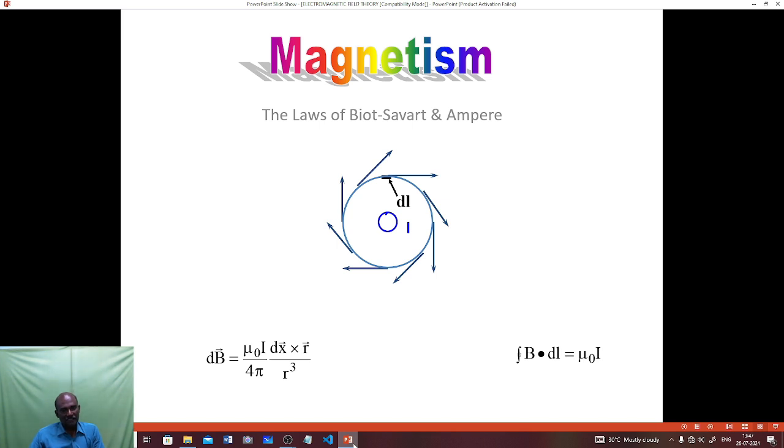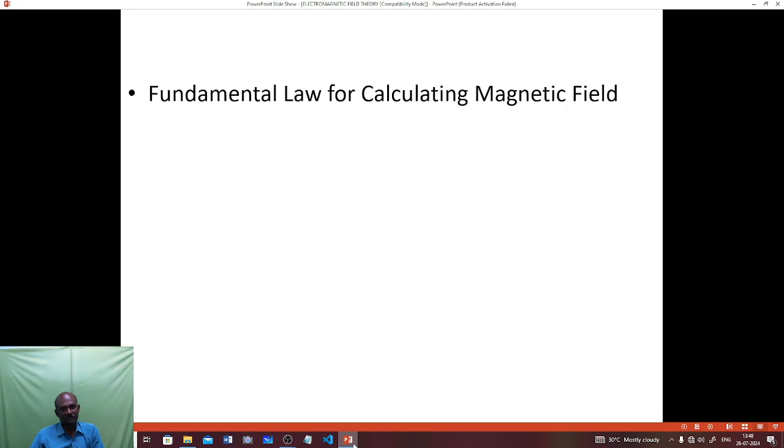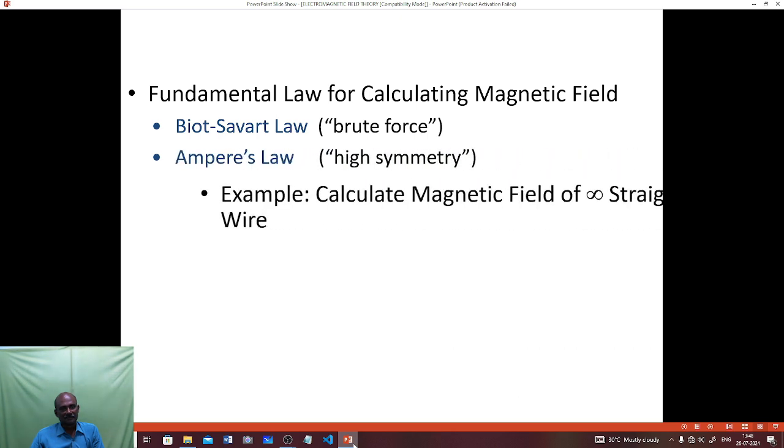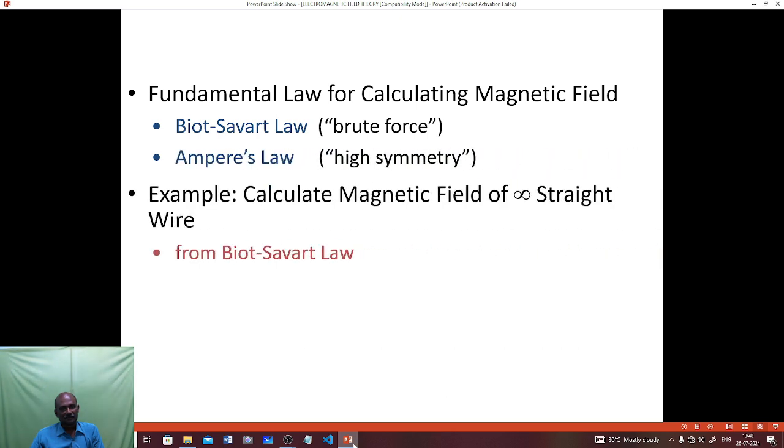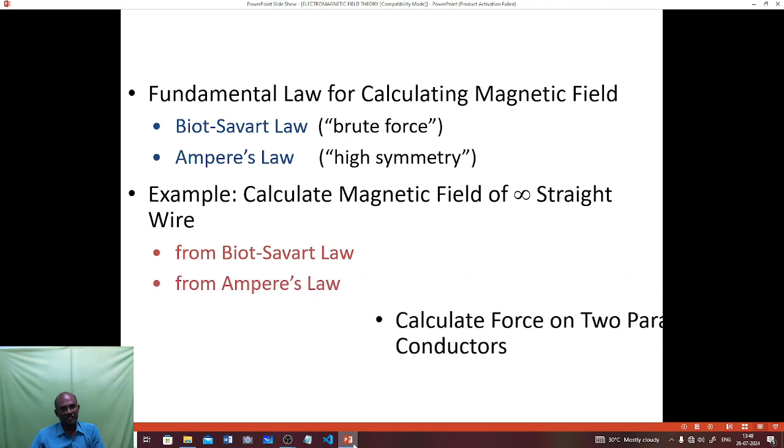the magnetic flux density of any current carrying conductor is given by dB, that is mu naught I by 4 pi, I into dx by r cube, where I dx is a current element, current multiplied by the small elemental length. So using this we can find the magnetic field for any straight line.